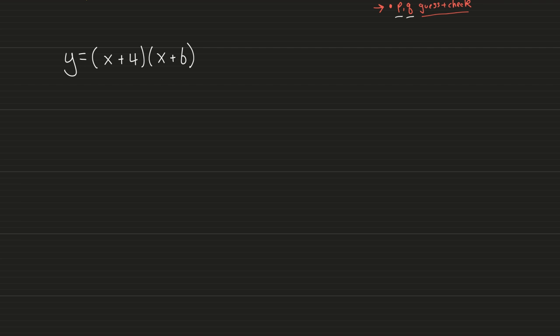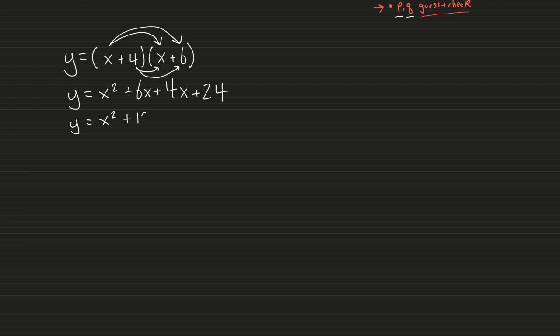We have y equals x plus 4 times x plus 6. This is intercept form. We knew that we could multiply our binomials. So we get x squared plus 6x plus 4x plus 24. We combine our like terms there in the middle, and we get plus 10x plus 24. Brilliant. We have just gone from intercept form to standard form. But what if we wanted to go backwards?